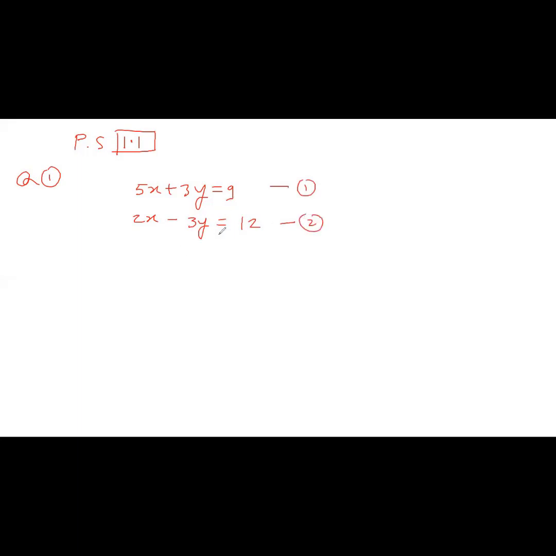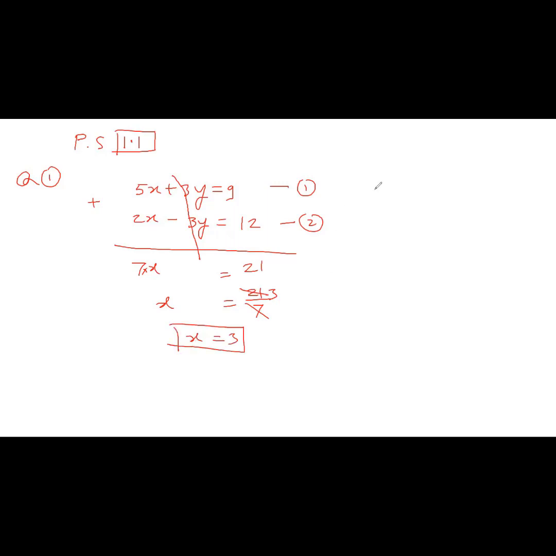When we add these equations 1 and 2, we get 5x plus 3y equals to 9. When we add these two equations, plus 3y minus 3y get cancelled. 5x plus 2x is 7x. Here 9 plus 12 is 21. Therefore, x equals to, here 7 multiply, here it comes divide. So 7 3s are 21. We get x equals to 3.